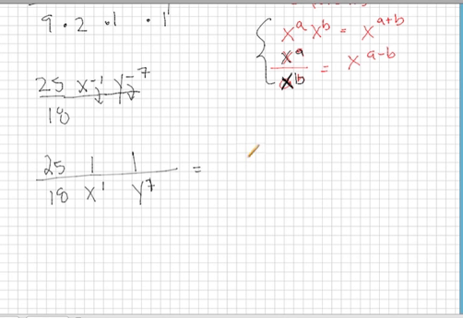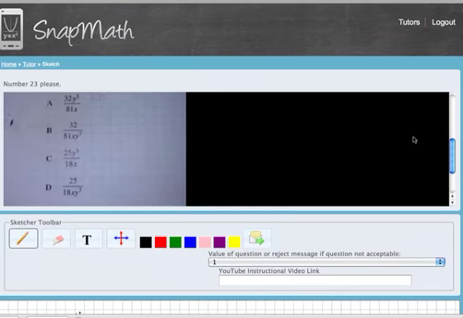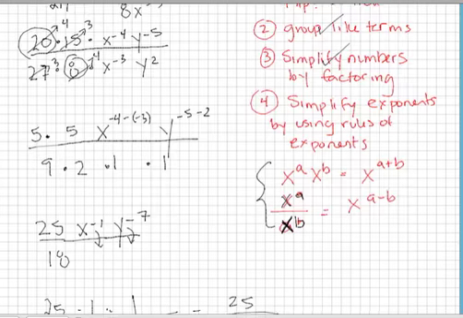Putting that all together, I only have a 25 left on the top, and I have an 18 times x to the 1, which is just x, times y to the 7, which is one of your answers. I believe it is D. So 25 over 18 x times y to the 7. Wow, that was really complicated.